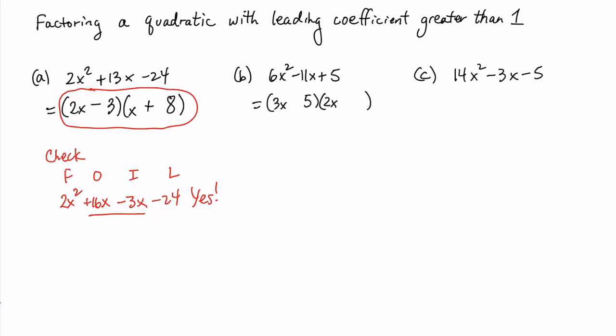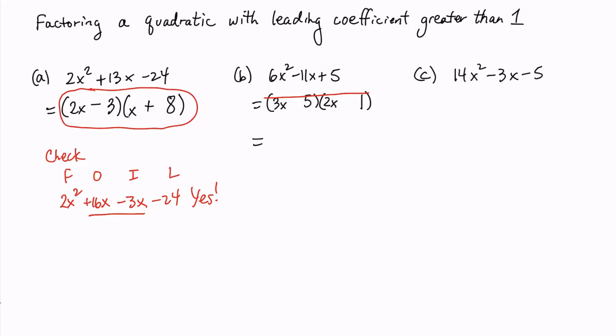So if I put 5 here and 1 here, doesn't look like I can get 11. I could either get 13x or I can get 7x, but it doesn't look like I can get 11. So I'm going to cross this out. Let's try again.